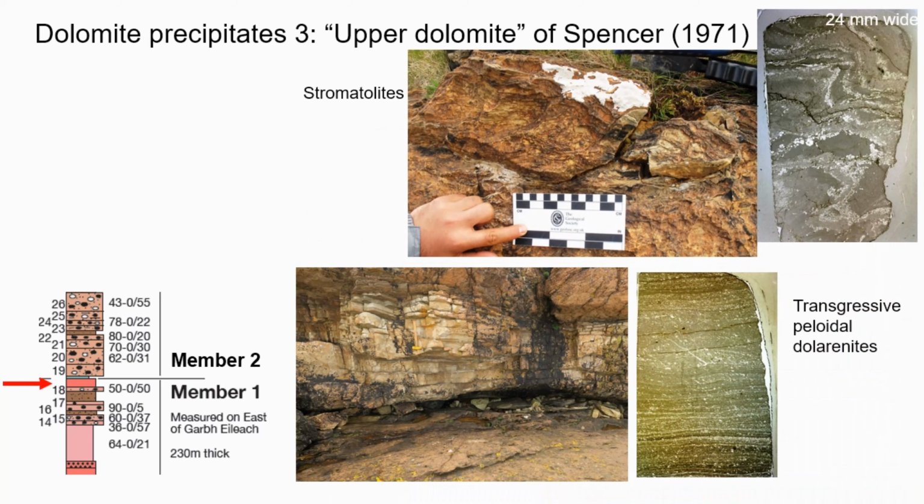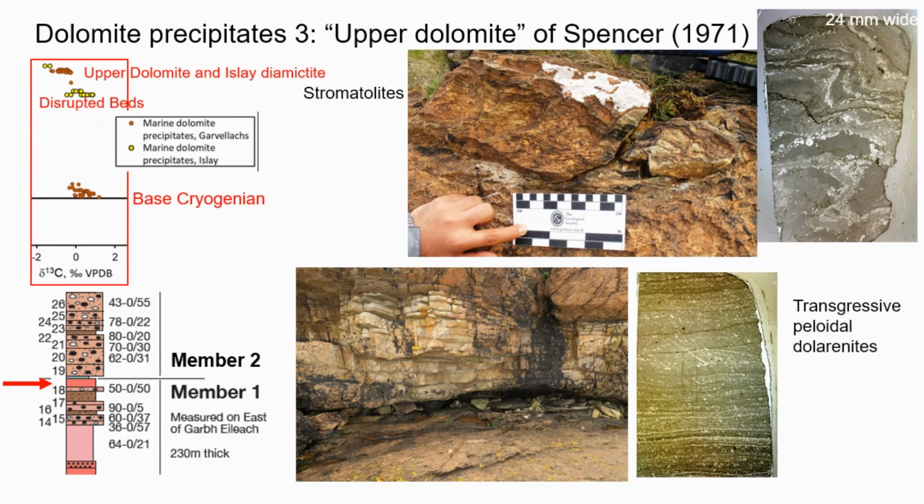Higher in the Upper Dolomite is a bedded unit that can be identified as stromatolitic, with sand-sized sediment being trapped along with dolomite being precipitated. When we see how the carbon isotopes are going, we now see a small shift to slightly negative values at the top of Member 1.